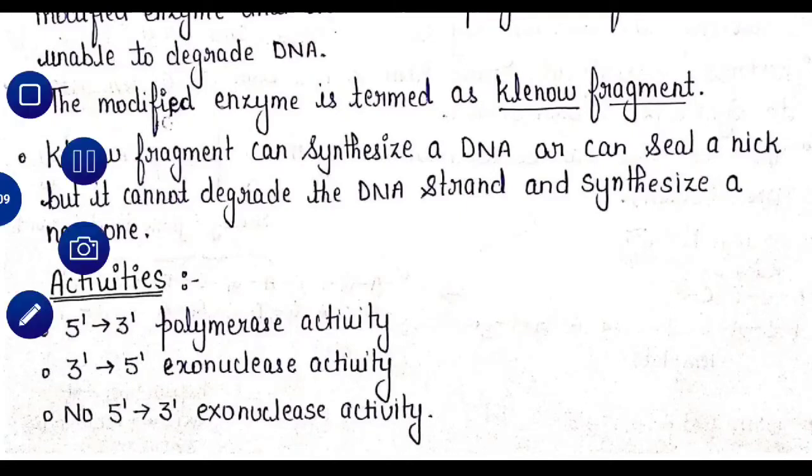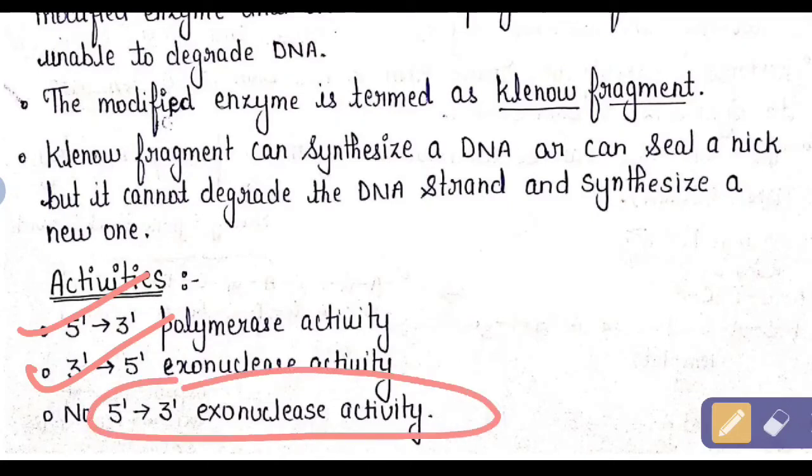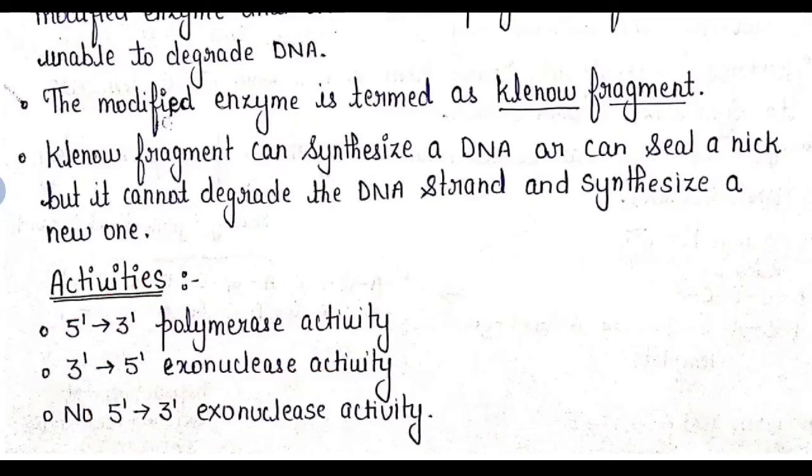Okay, it has two activities basically: 5 prime to 3 prime polymerase activity and 3 prime to 5 prime exonuclease activity, because the 5 prime to 3 prime exonuclease activity has been removed by the proteases, right? Fragmentation because of the proteases.